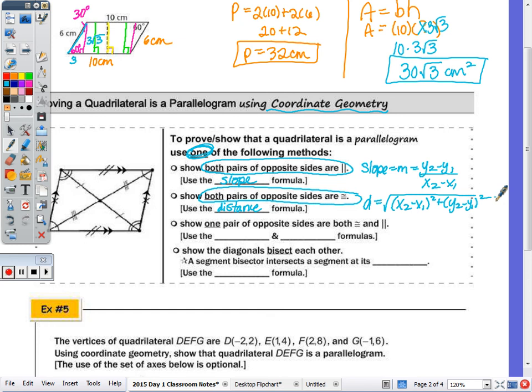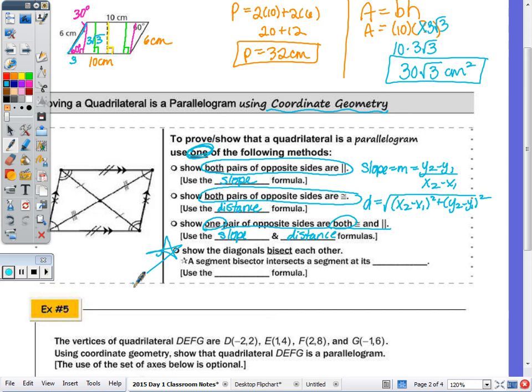The next one, you could show that only one pair of sides is both congruent and parallel. That would be using slope and distance. I want you to start this method. This is the shortest method. So if I'm asked on homework to prove a quadrilateral is a parallelogram, I will use this method. It might state specifically that you have to use slope or distance, but if it doesn't tell you, this is the method that I use.